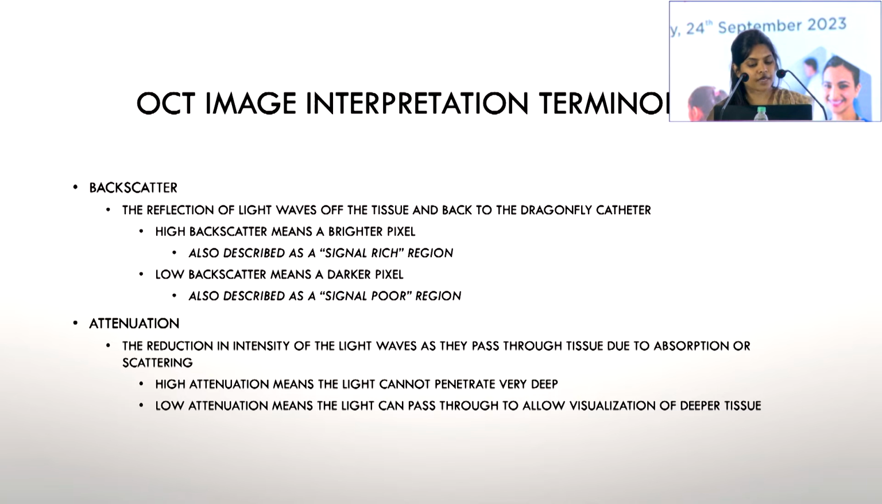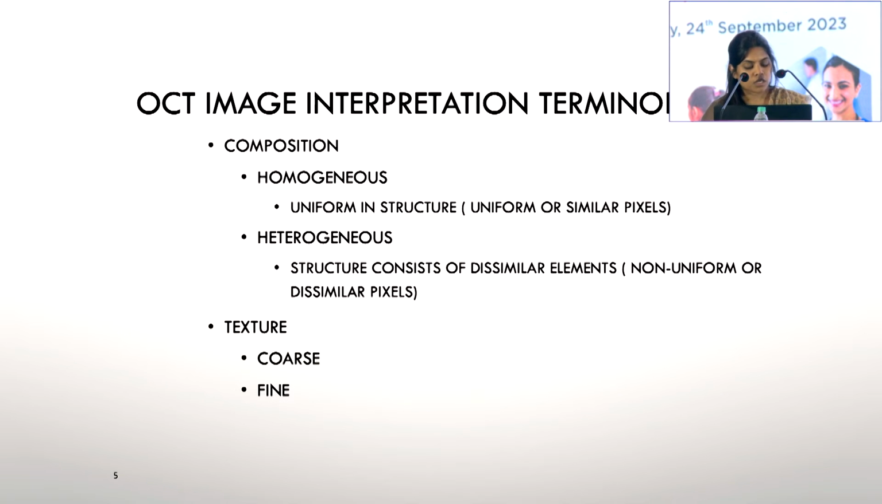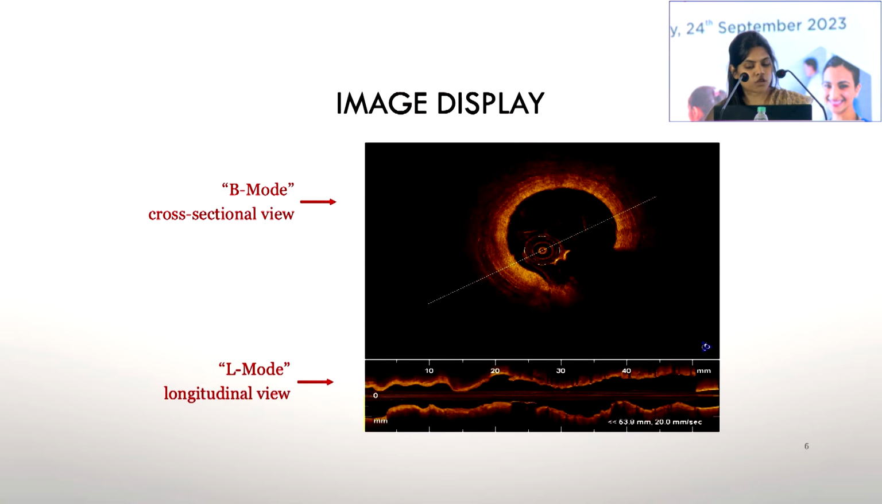So either you have high attenuation, which means light cannot penetrate that deep, or low attenuation, where light can pass through the tissue and then you can visualize the deeper tissue. Based on the plaque morphology, it can be homogeneous in appearance, or it can be heterogeneous. So this is how the image looks.